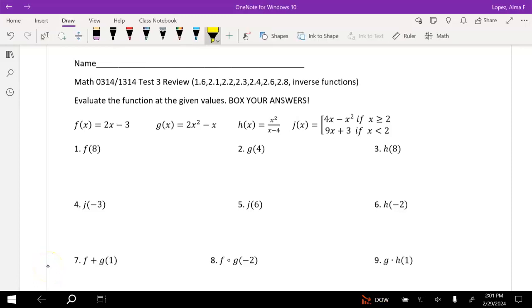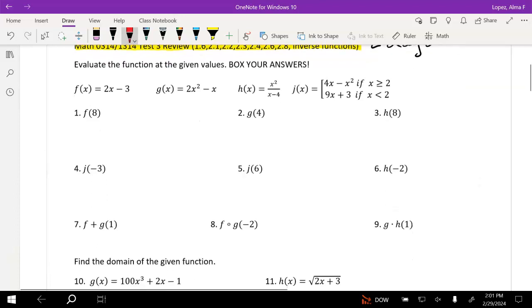Right, this review is for Math 1314, Test 3 review for our 2-day Coreq class. So let's go ahead and get started, and I'll just go through them kind of quickly.